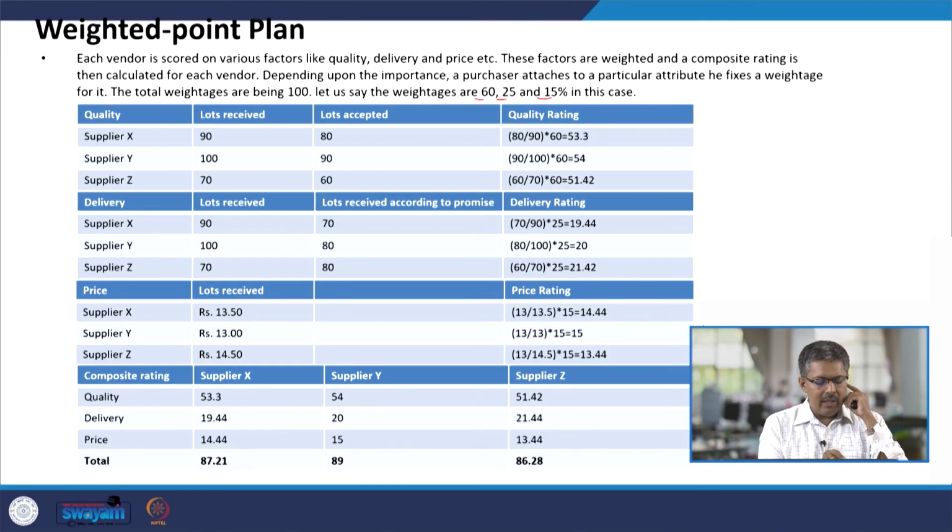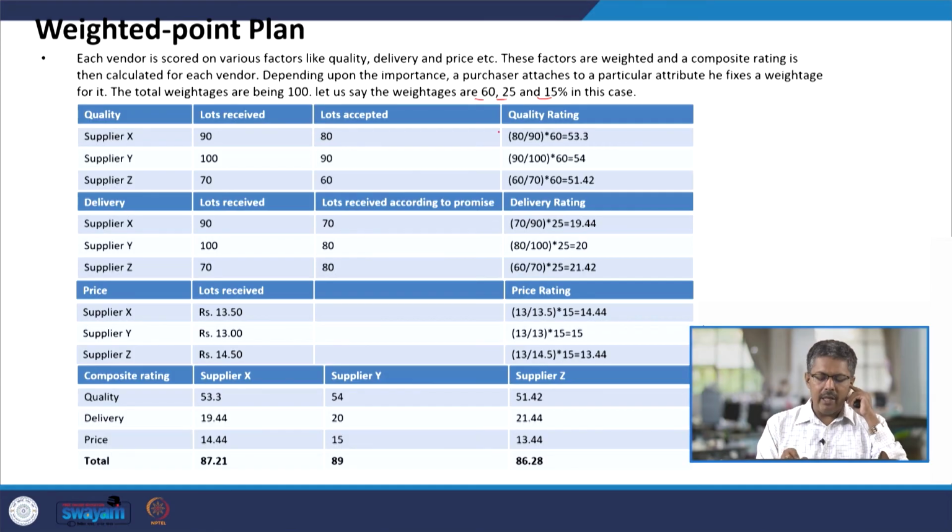Now, there are three suppliers in this example: X, Y and Z. The lots received in terms of quality are 90, 100 and 70 for X, Y and Z. Now, what is accepted out of it? Out of 90, 80 is accepted for X, out of 100, 90 is accepted for Y, and out of 70, 60 is accepted. So this is the amount you have demanded and what you are now accepting, only because there are some damages or something.